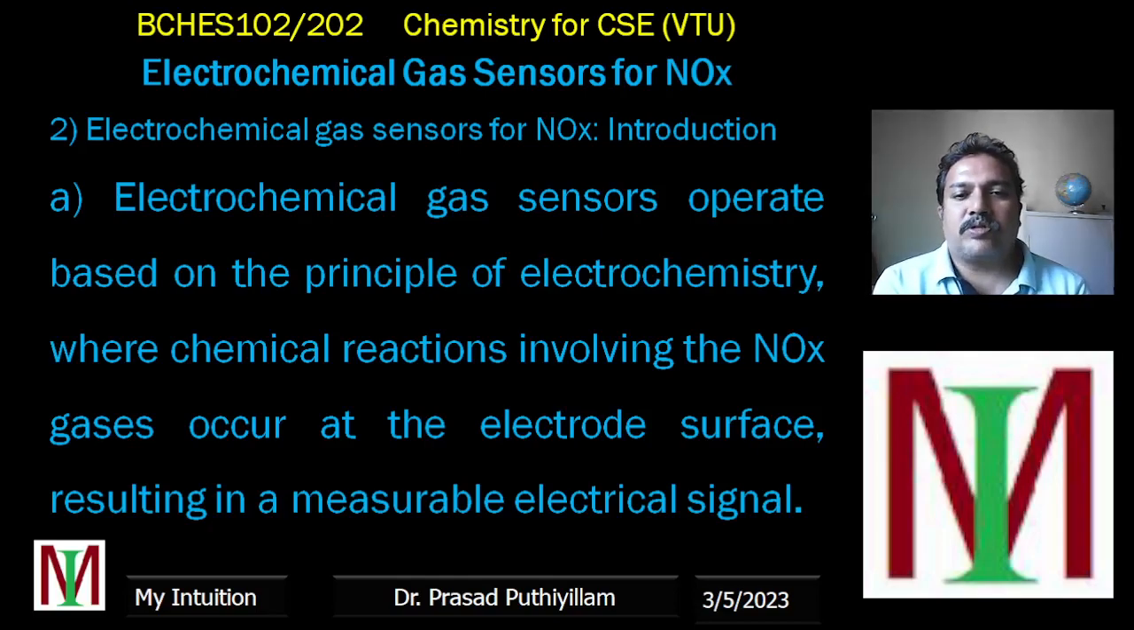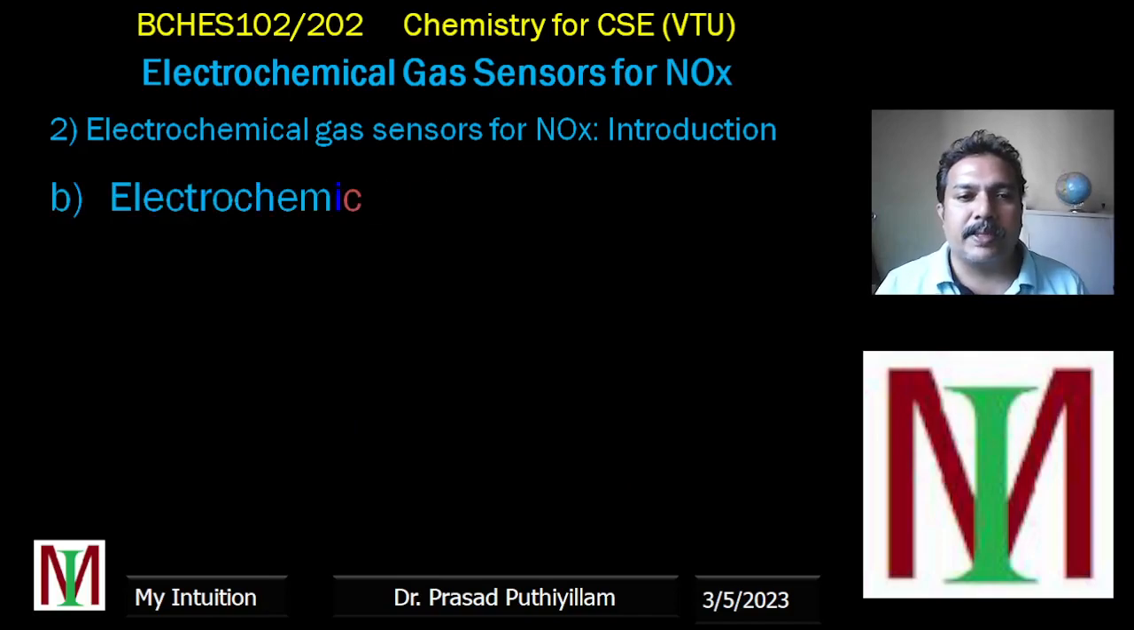It operates based on the principle of electrochemistry. Electrochemistry means the chemistry is there, then electron movement is also there. Then we call it electrochemistry. Chemistry means some reactions happen, usually redox reactions, where chemical reactions involving oxidation occur at the electrode surface. The reaction happens at the electrode surface and a measurable electrical signal is produced.